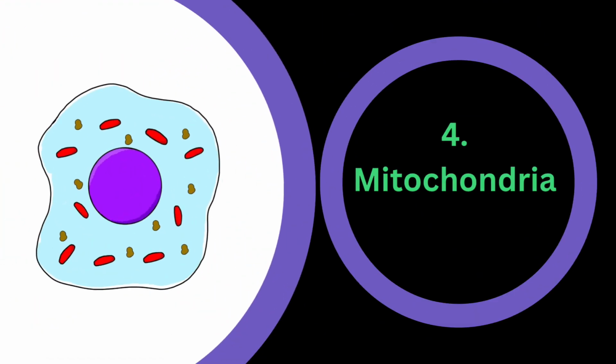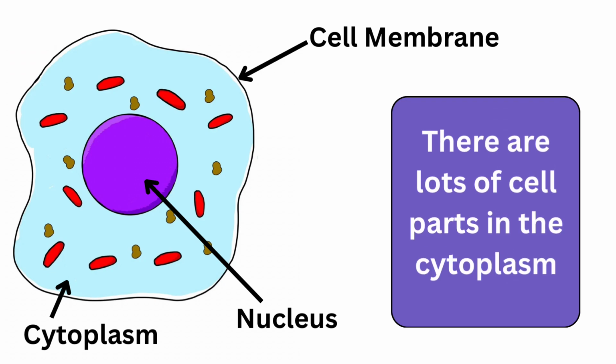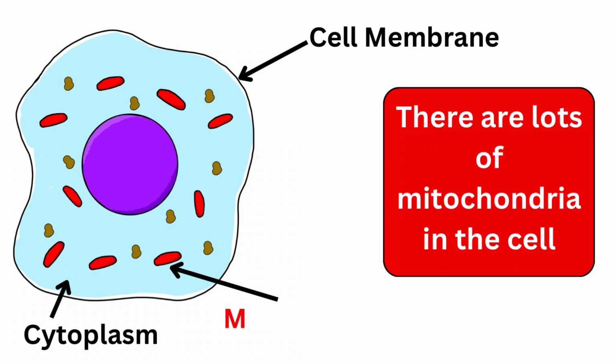The next cell part we're going to look at are the mitochondria. Hopefully you remember that a cell contains lots of different parts. One of those is a nucleus. There are also lots of mitochondria inside the cell, and the mitochondria are shown in red in this picture.